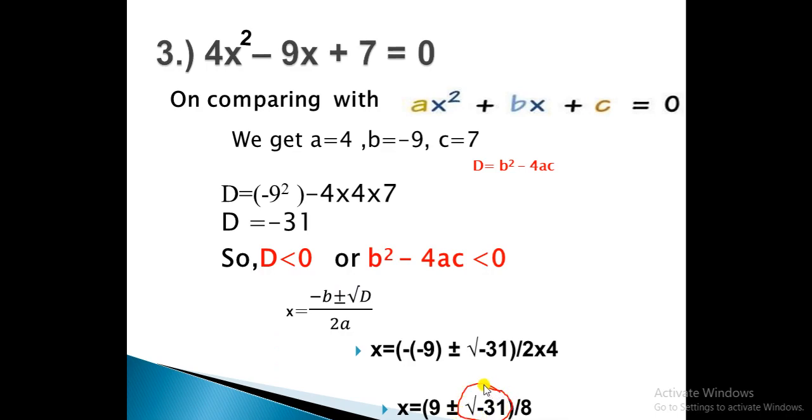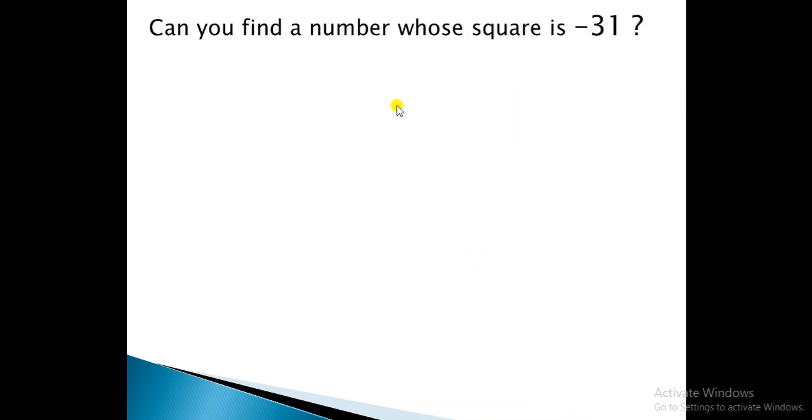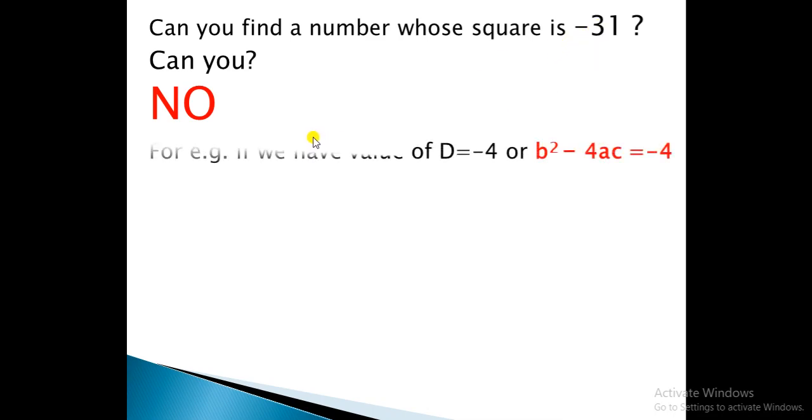Now you see this term. How do we find the square root of any negative real number? So what to do for this? Can you find a real number that is the square root of a negative real number? Or we can say, can you find a number whose square is minus 31? Can you think over this? No, we cannot find any real number whose square is minus 31.